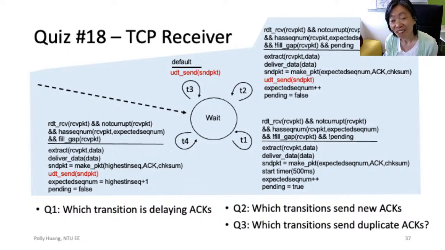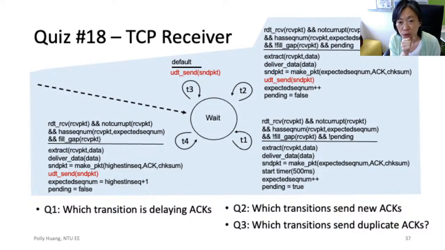So T1 and T2 look very much like the two events in the delayed ACK table that we just saw in the lecture. Now, move to T3. Oh, okay, so this is the non-significant transition in Go-Back-N, right? By default, we just simply send whatever ACK packet has been generated previously. So this is an old ACK, a duplicate ACK.